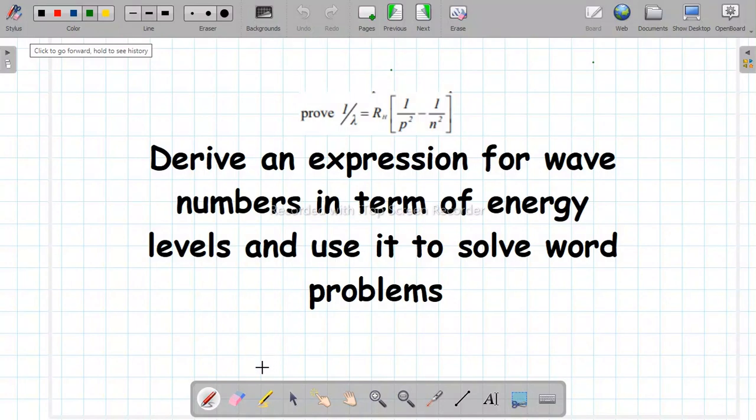Welcome to the lecture series on atomic spectra. In the last video, we derived an expression for the quantization of radius. In this video, we are going to first derive the expression for quantization of energy, and then we'll use the idea of energy quantization to prove this expression for wave number right here.